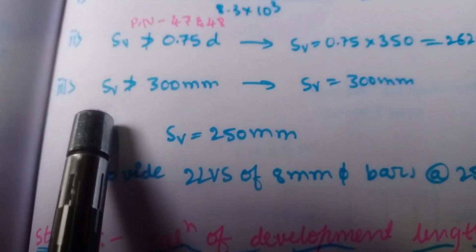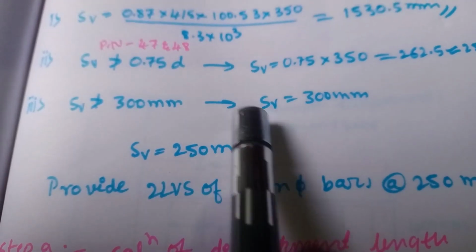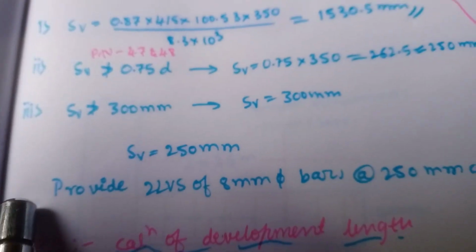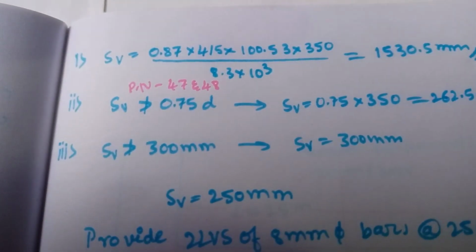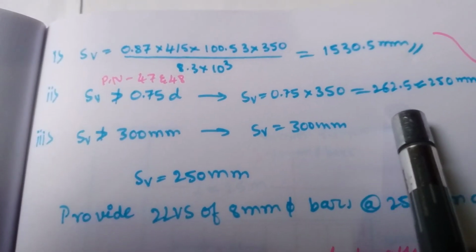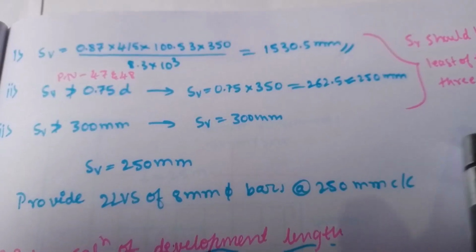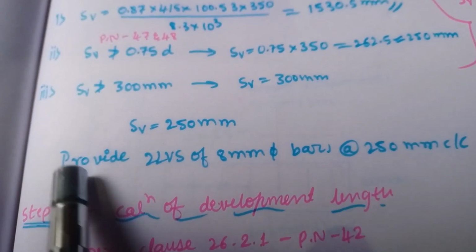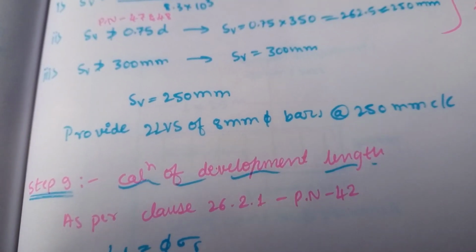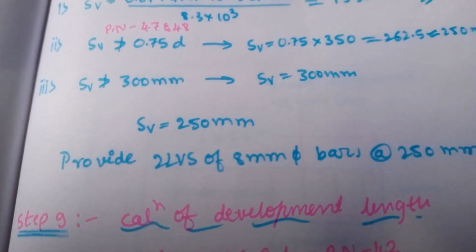So the second rule is our Sv value should not be greater than 300 mm. So that is nothing but Sv is equal to 300 mm. And our spacing of stirrup should be the least of these three. So which is least? 250 mm is least. So I am providing Sv as 250 mm. And so provide two-legged vertical stirrups of 8 mm diameter at 250 mm center to center. So this is how we calculate the spacing of stirrups.